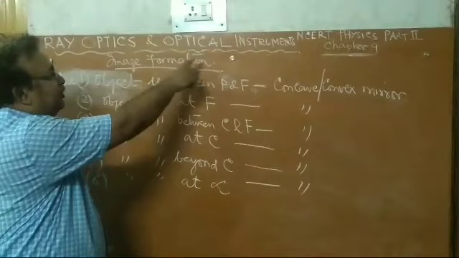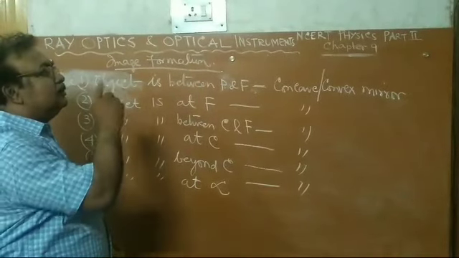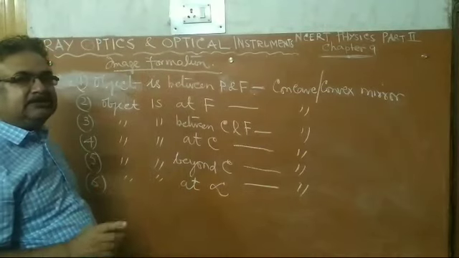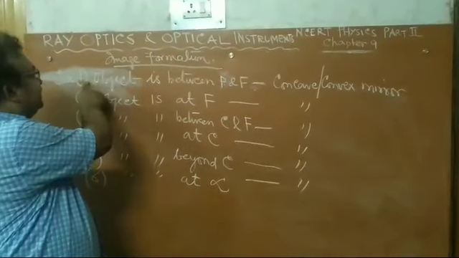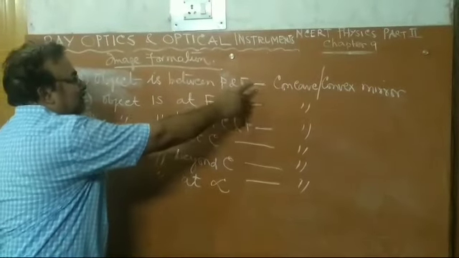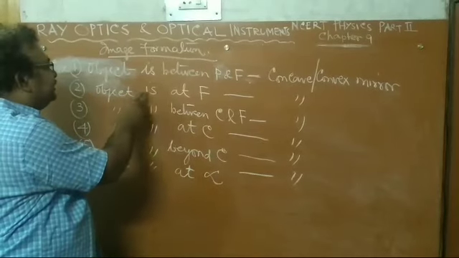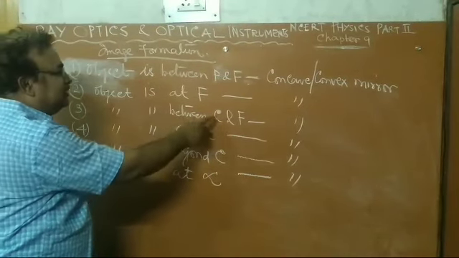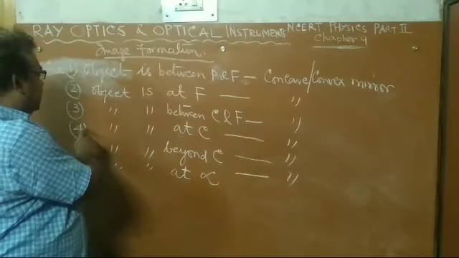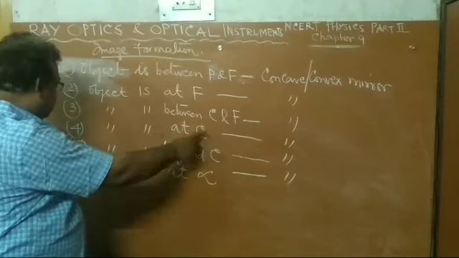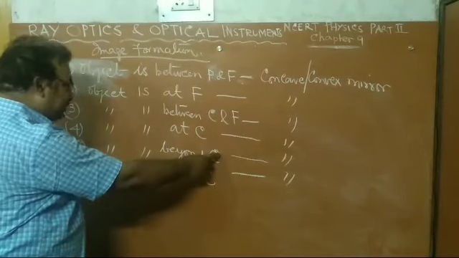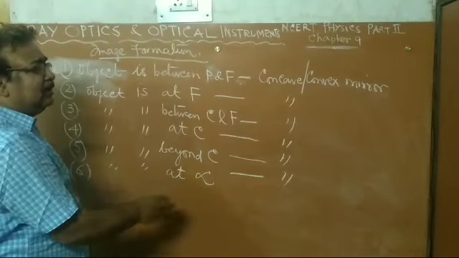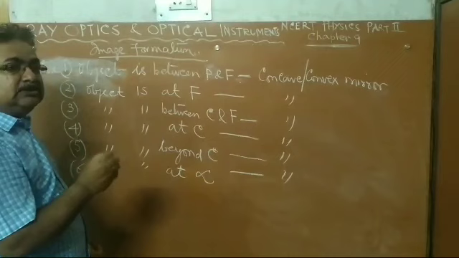Now, image formation is very important for analysis of optical instruments as well as solving numerical problems. There are 6 cases for concave mirror as well as convex mirror. First case is, object is between pole and focus, meaning within focal length. Second, object is at F, exactly at focal length. Third case, object is between center of curvature and focus. Case 4, object is at center of curvature. Fifth, object is beyond center of curvature. And sixth, object is at infinite distance. So there are 6 cases for concave mirror and 6 cases for convex mirror. We will discuss them one by one.